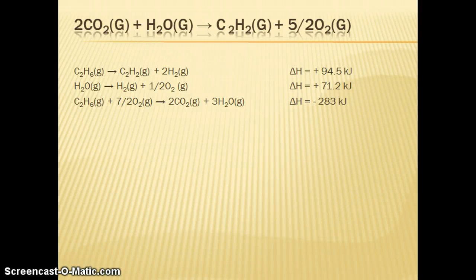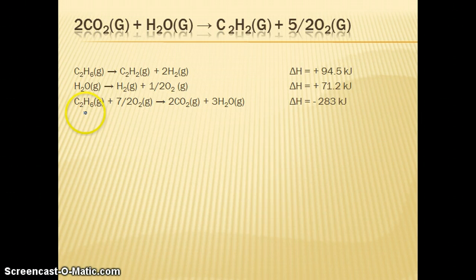All right, so let's see what we have here. In our first equation, we want C2H2 on the right, and here we have it on the right, so we're going to leave that reaction alone for right now. Let's look at our next one. H2O gas is on the left, so we're going to leave that alone for right now as well. Let's check out this one down below.